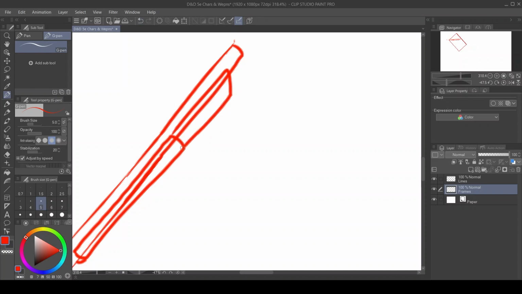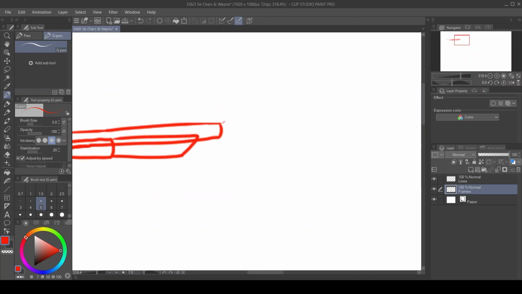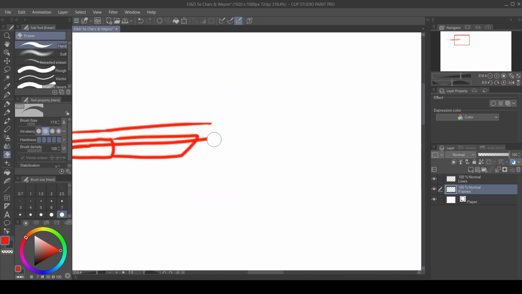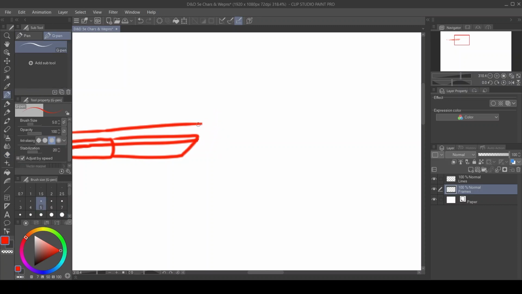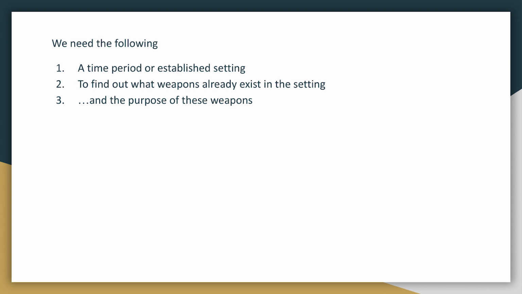So, where to start from here? Well, with some research, of course. For these examples, we'll be focusing on weapons as part of a narrative. So we'll be researching the when, where, and why of a setting to then design weapons around it. We'll need the following. 1. A time period or established setting. 2. To find out what weapons already existed in that time period or setting. And 3. The purpose of the weapons we find.